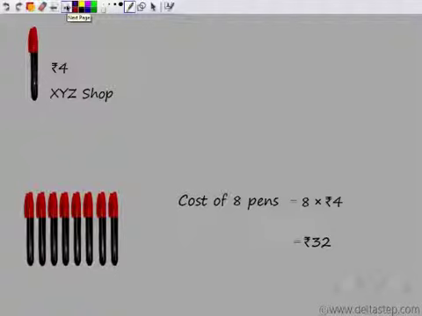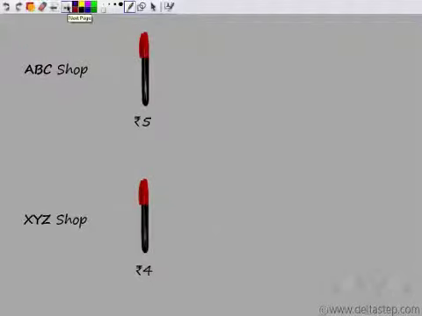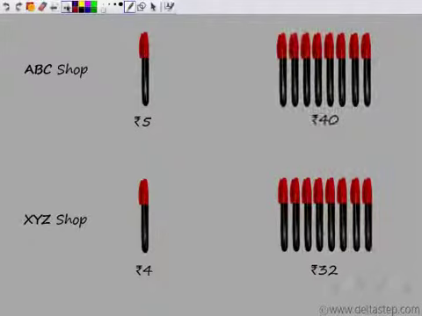So we now know the price of 1 pen in both the shops. ABC shop sells it for 5 rupees and XYZ sells 1 pen for 4 rupees. So now you can see where you can go and buy the pens. Of course, clearly XYZ shop is selling the same pen at a lesser price. Knowing the cost of 1 pen, we actually found the cost of 8 pens. 8 pens in ABC shop would be 8 times 5, which is 40 rupees.